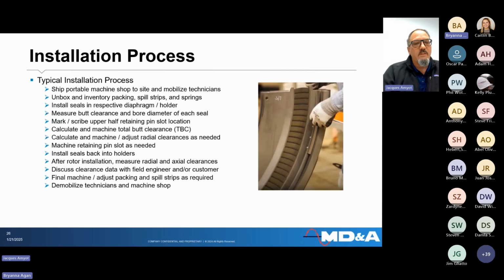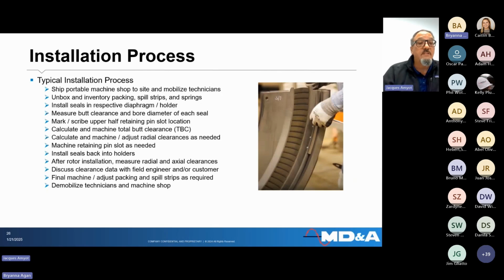So part of the installation process, the first thing they do is ship a portable machine shop to site. That portable machine shop is basically a container with a mill that allows them to individually mill segments to fine tune them to the factors we discussed earlier. Technicians are mobilized, those guys that go out there and actually work. They unbox and inventory the packing, spill strips, and springs, and make sure everything is there that they need to perform their job.